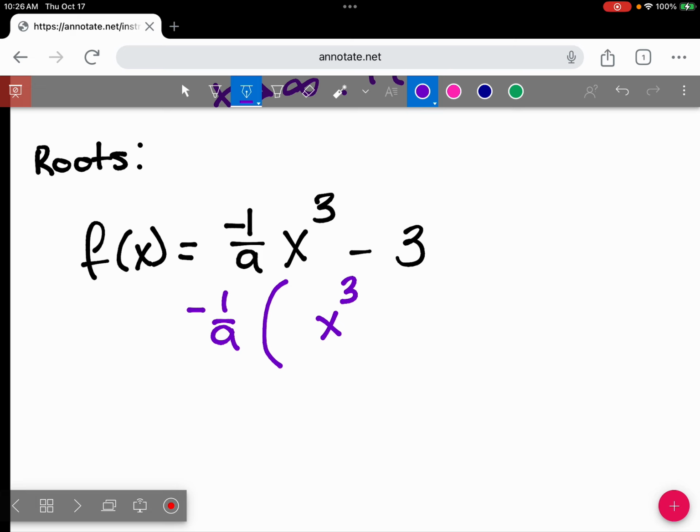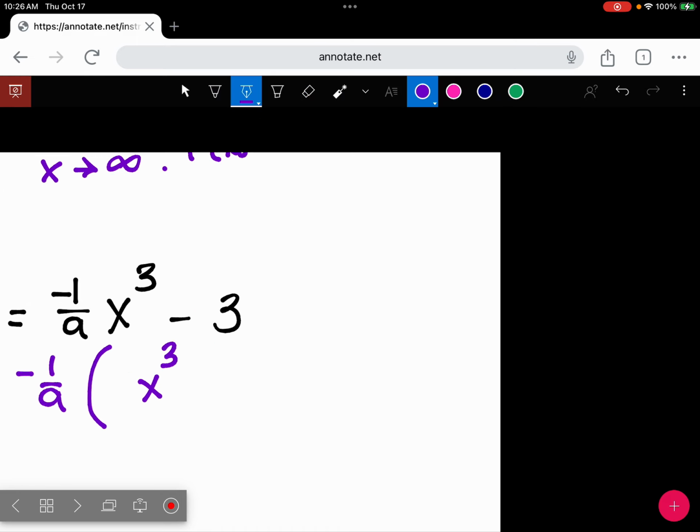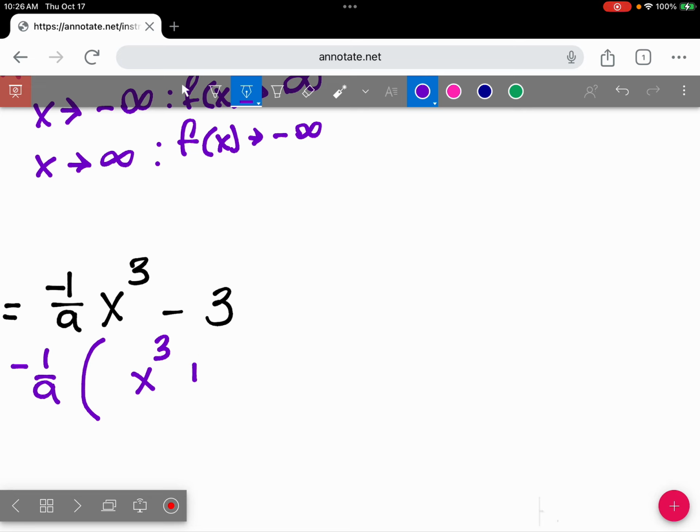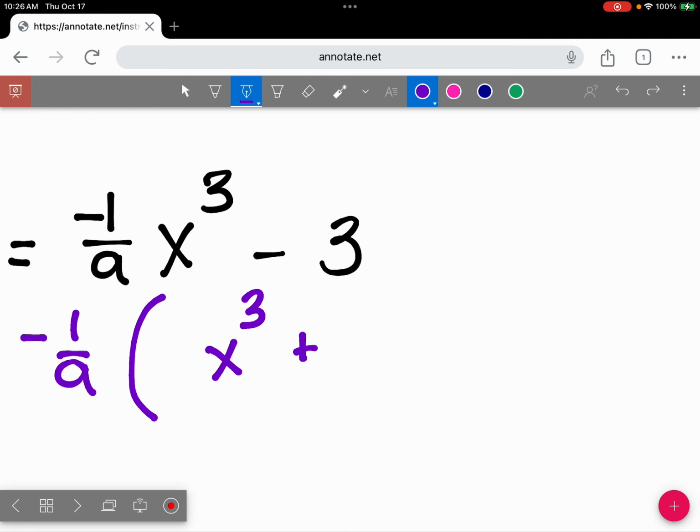3 over 1 divided by 1 over 9: keep the 3 over 1, flip the 1 over 9, and we get 27. Do we keep the minus sign? Yeah, that's a negative. We're taking the negative 1/9 out, so we're going to have a positive 27.